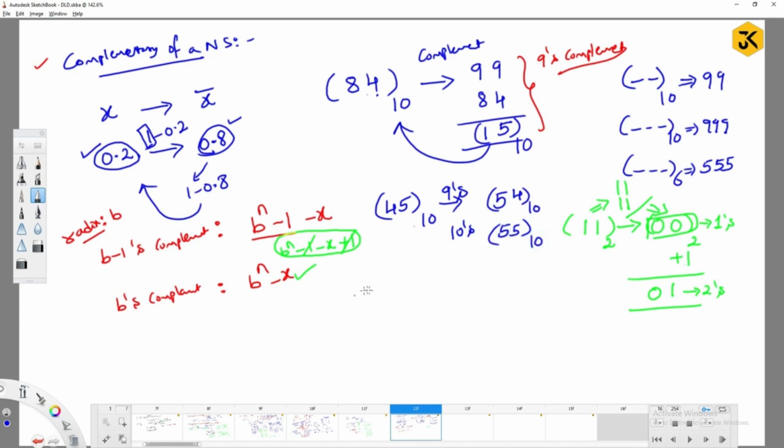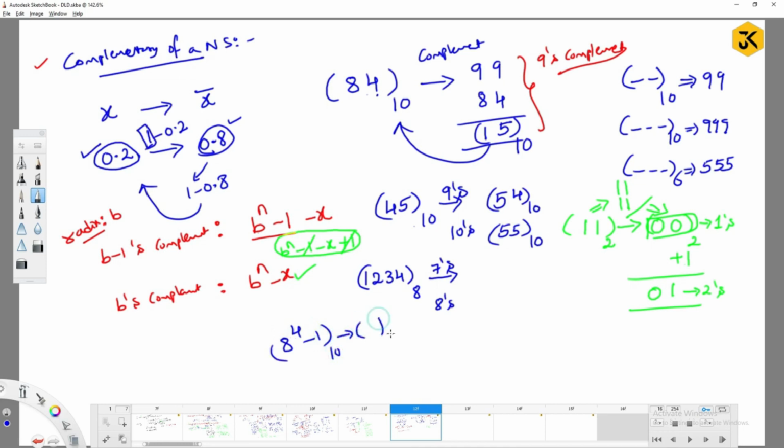Okay, so try to solve this. For example, I have a number like 1 2 3 4 base 8. If it is base 8, two kinds of complements are possible. One is the 7's complement and one is the 8's complement. What is the 7's complement value? You have to simply subtract from the maximum possible value. The maximum possible value is 8 power 4 minus 1. See, you are going to get confused here. 8 power 4 minus 1 is what? This is decimal format.